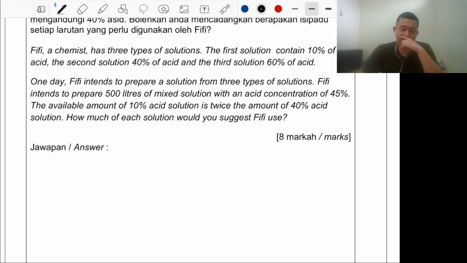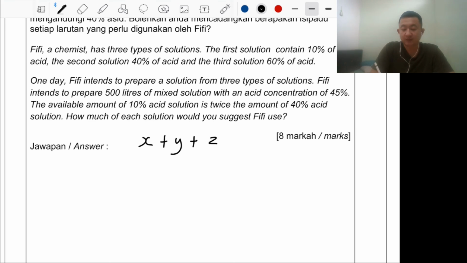3 types of solution. The first solution contains 10% of acid. Second, 14. Okay, 1 day to prepare 500 liter concentrations. This is a system of equations. 3 unknowns, so you have to have 3 equations. We let the volume of the first solution be x, volume of the second solution be y, volume for the third solution be z, and the total volume is 500. Okay, that is our first equation.